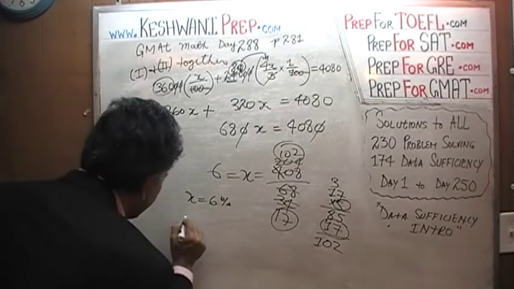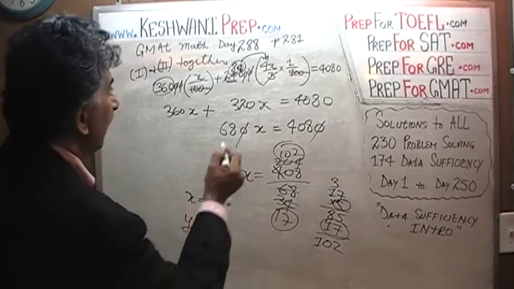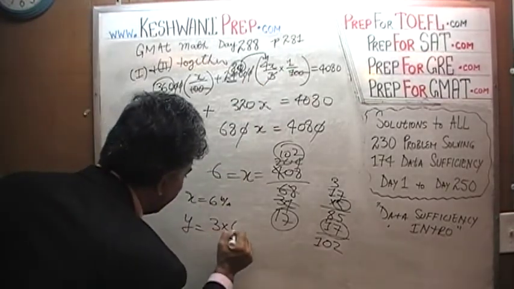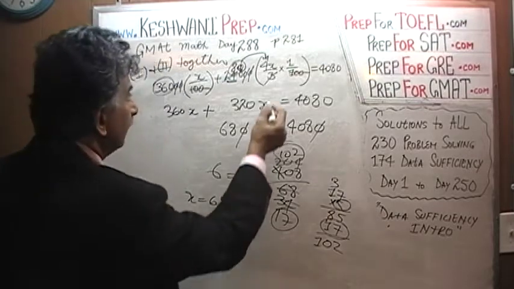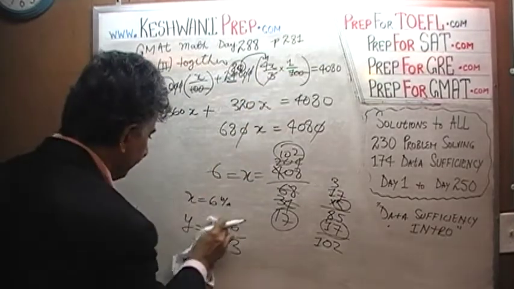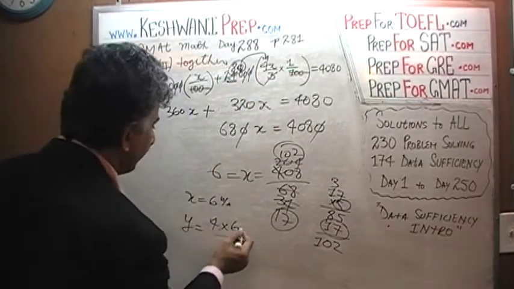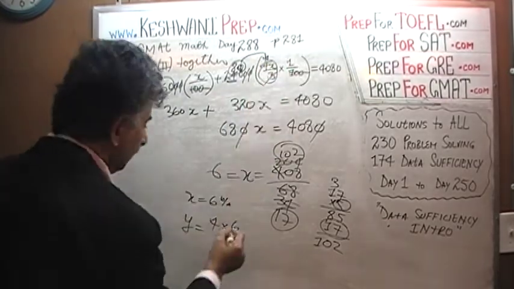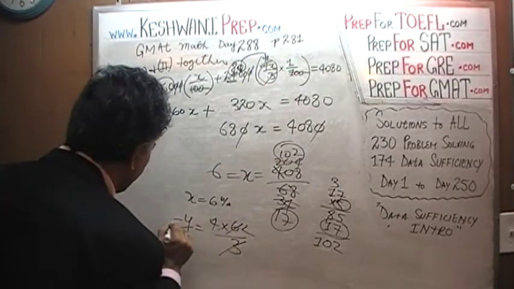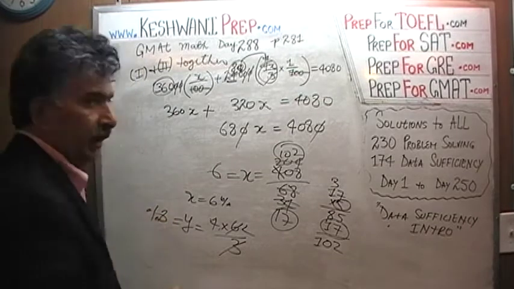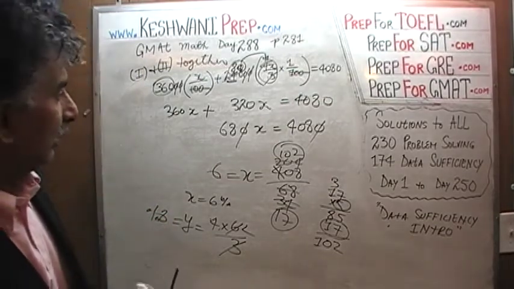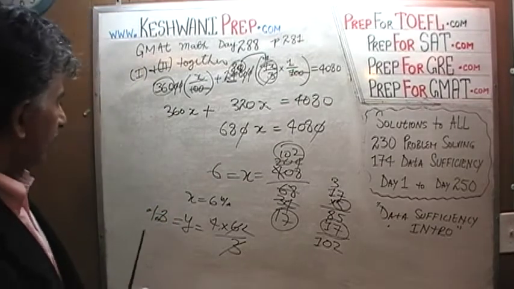And therefore y must be, y was 4 times x over 3 right here. And that was going to cancel out, and y equals 8%. And if you like, you can actually verify it. You can verify it very easily. It doesn't take long to verify it.